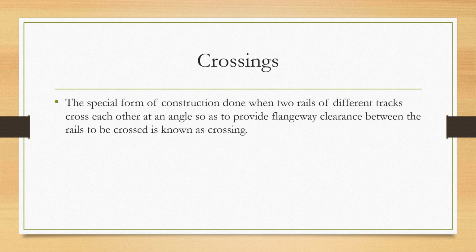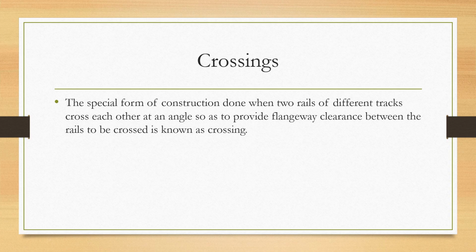Next, obtuse angle crossing. The crossing which is formed when one track crosses another track at an obtuse angle is called obtuse angle crossing. This crossing is called diamond crossing due to the shape of its layout. This type of crossing consists mainly of an acute angle crossing and two obtuse angle crossings.